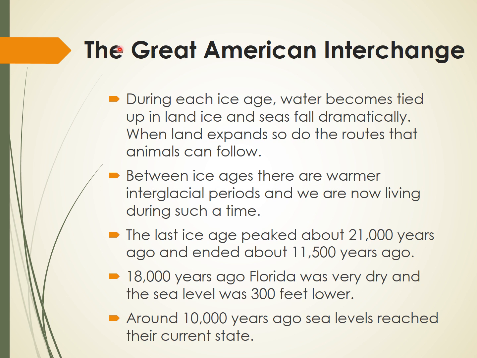Well, basically they came here because of the Great American Interchange. And like I just said, during the Ice Age, water becomes tied up in land ice and seas dramatically fall. And when land expands, so do the routes that animals can follow. And that's what we're talking about, the Great American Interchange. And between ice ages, there are warmer periods, and that's what we're living in right now. We're in an in-between ice age period. Kind of interesting to think about.